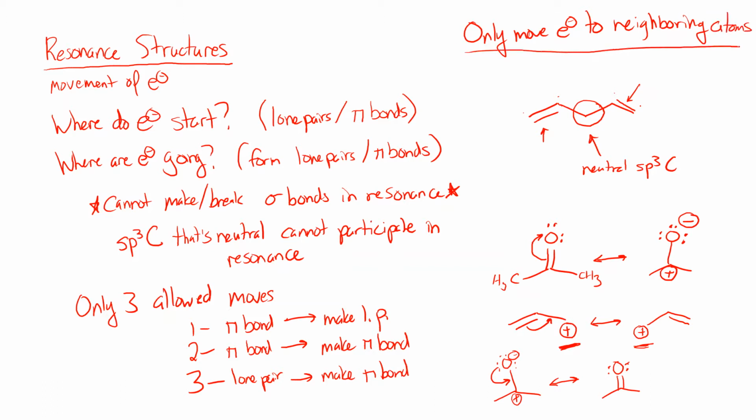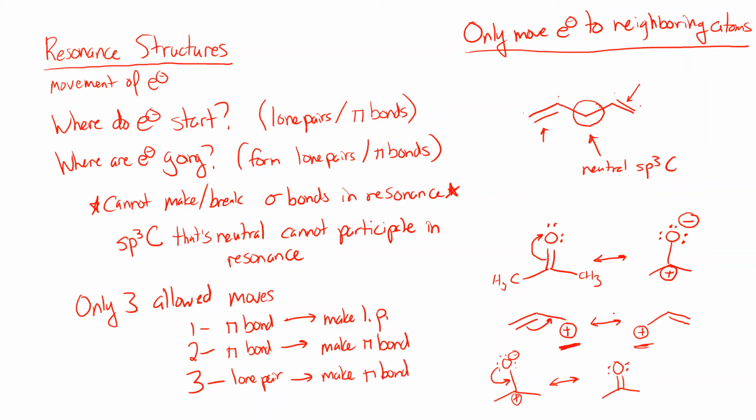Right. So notice here, I took this pi bond and I moved those electrons, but they were connecting the carbon and the oxygen. Those electrons moved to the oxygen. I can't take them and move them to this carbon over here that doesn't have anything to do with this pi bond, right? Same thing here. When I take this pi bond, I move it one position over to share with a carbon that's connected to the carbons that are part of the pi bond, right?